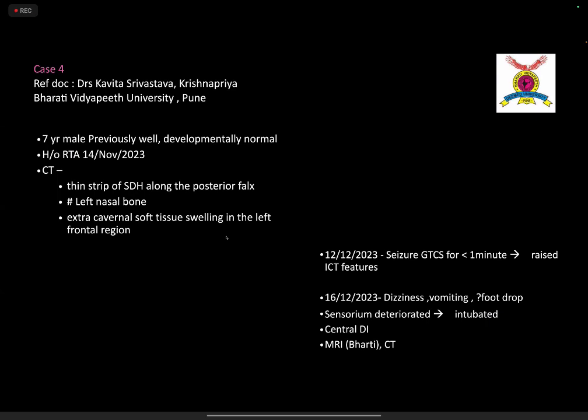About a month later, he developed seizures and raised ICT features and was admitted. And 3-4 days later, he developed dizziness and vomiting, and there was a suspicion of food drop. But his sensorium rapidly deteriorated, and he got intubated. And he had central DI, but the raised ICT measures were continued, and he later recovered.